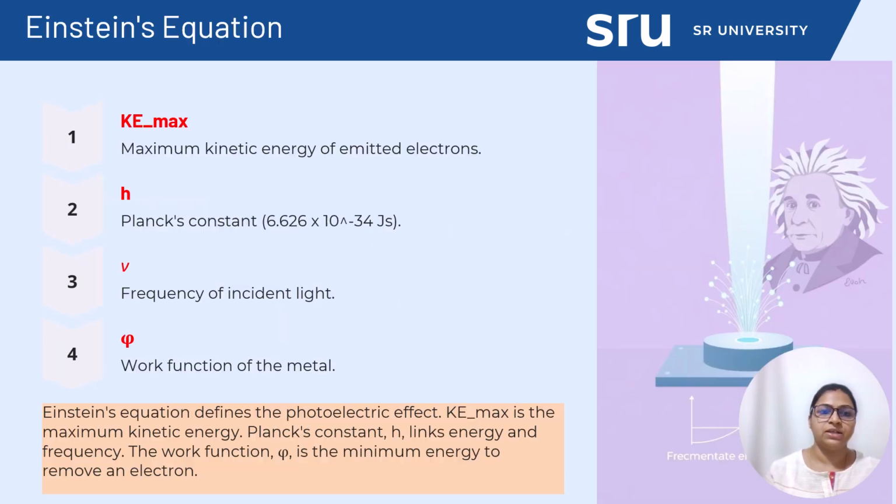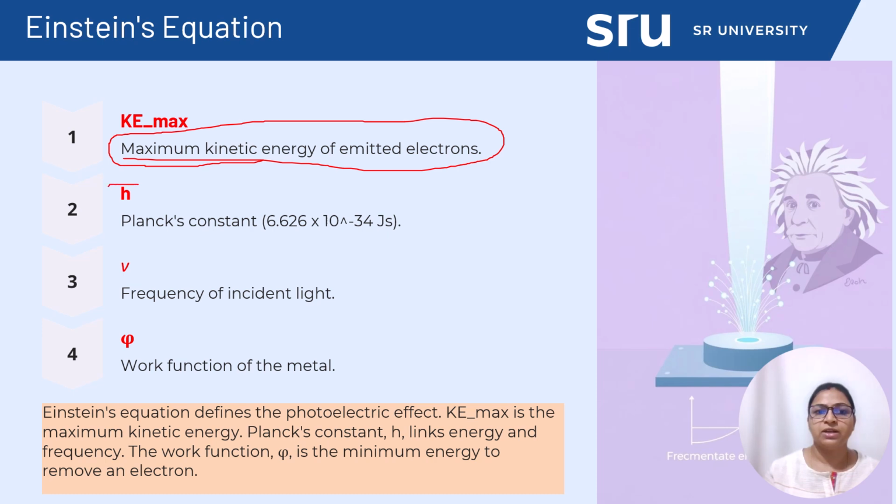So if we summarize it, that is defined as the maximum kinetic energy of the emitted electron, kinetic energy maximum. Next is Planck's constant, which is a universal constant, and its value is 6.626 times 10 to the power of minus 34 joule second. And frequency nu, which is the frequency of the incident light, and the work function of the metal.